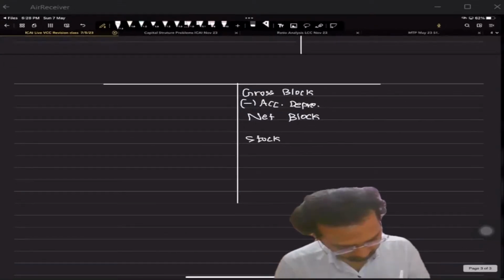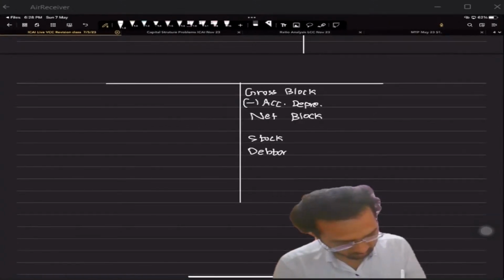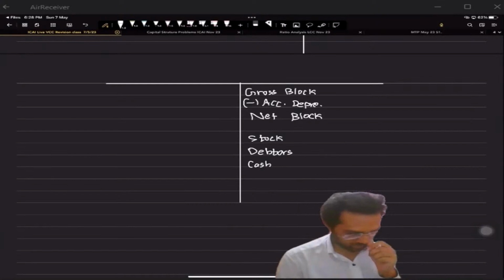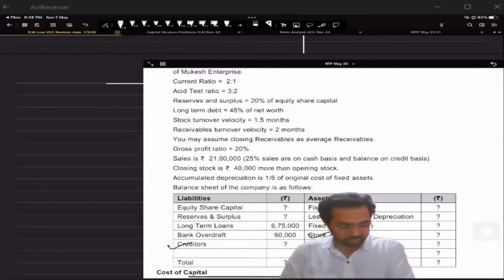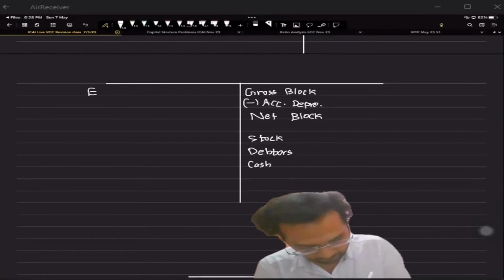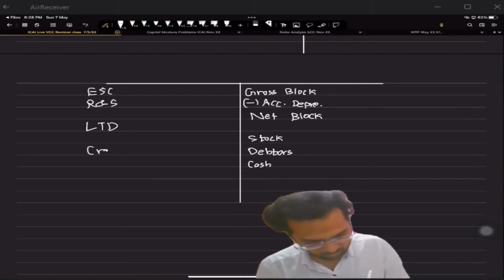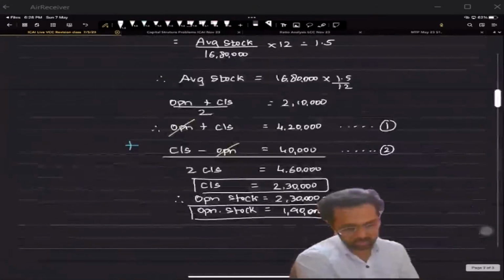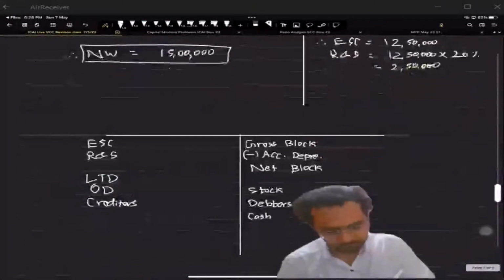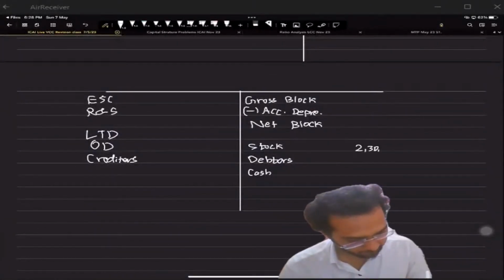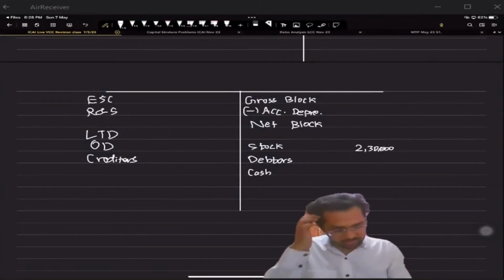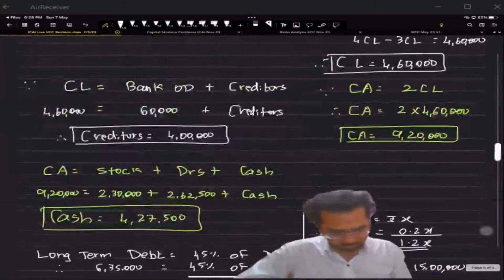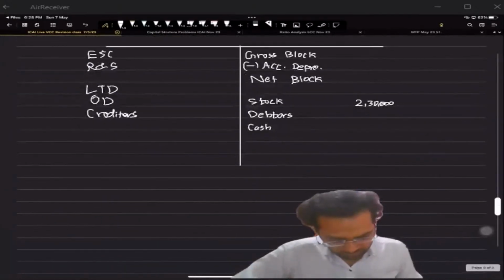You have stock, debtors, and cash. Stock, debtors, and cash. And then we have equity share capital, reserves and surplus, long-term debt, creditors, and bank holding. So we have the stock figure available with us. Closing stock was 2,30,000, right? Then we had the value of debtors. Debtors was 2,62,500.